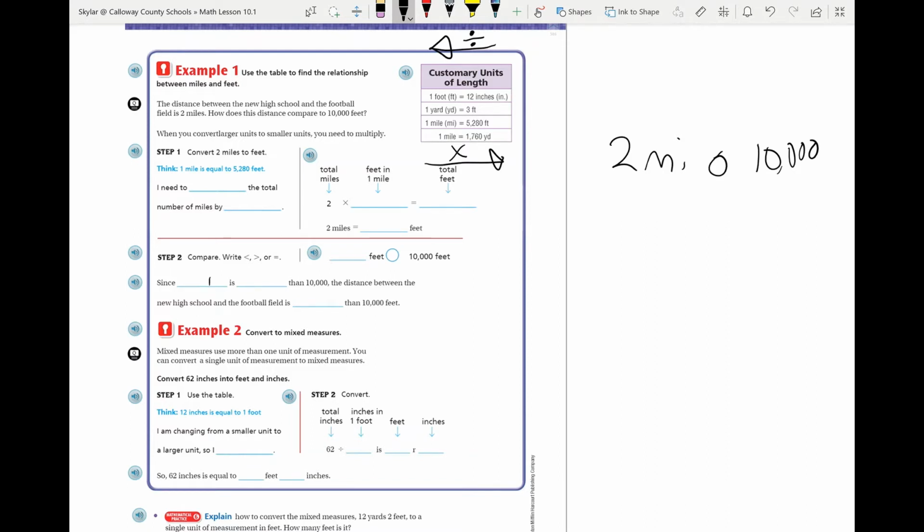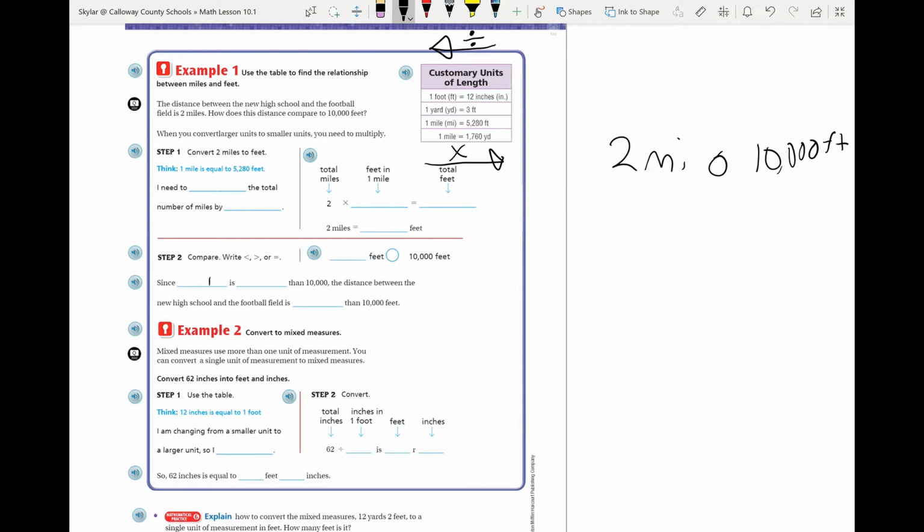There's a couple different ways we can do that. We can either turn miles into feet or feet into miles. Regardless, if you're talking about miles and feet, you're going to use 5,280. So we can either go from miles to feet or from feet to miles. So let's go from miles to feet, because multiplying 2 by 5,280 is a lot easier than dividing 10,000 by 5,280.